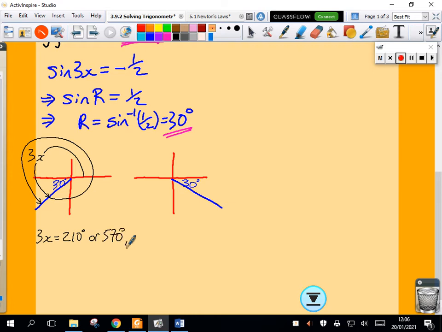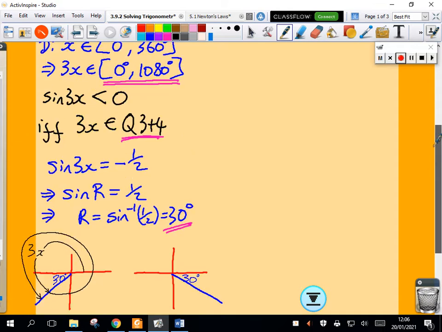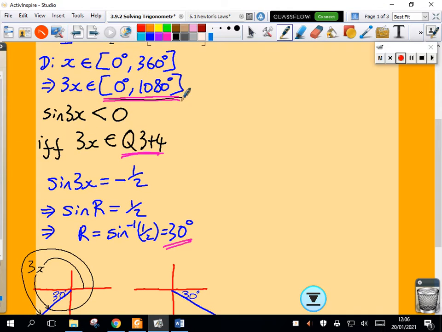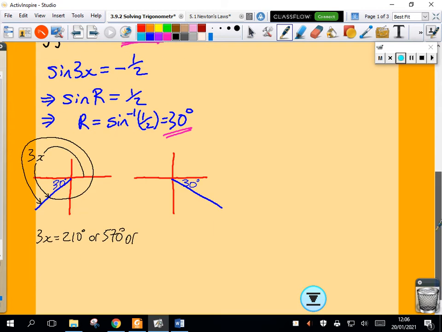But that's not it. Again, we can go around through 3 full circles. And why 3 full circles? Well, because our domain goes from 0 to 1080. 1080 is 3 full 360s. Or, you know, going around through another.